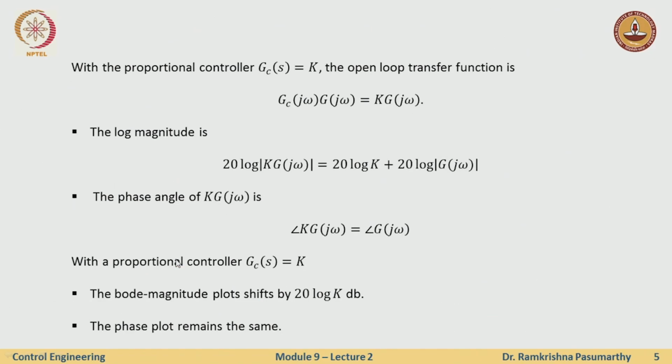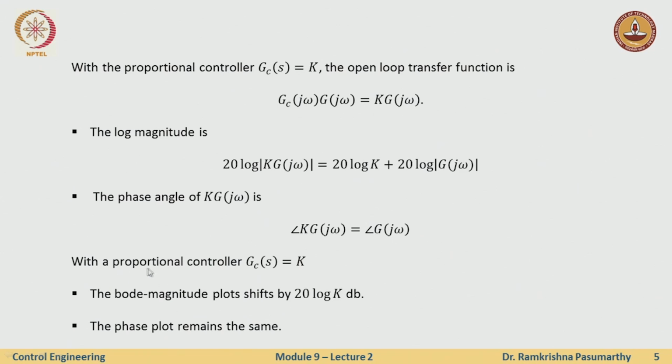Okay, so let us just start with a proportional controller where Gc is just k. So, what changes in the magnitude and the phase? Well, the log magnitude changes according to this thing, 20 log k times G of j omega. So, you see that this gain k just adds up to my open loop frequency response or open loop Bode plot, right. This is my plant. Okay. The phase angle remains the same.